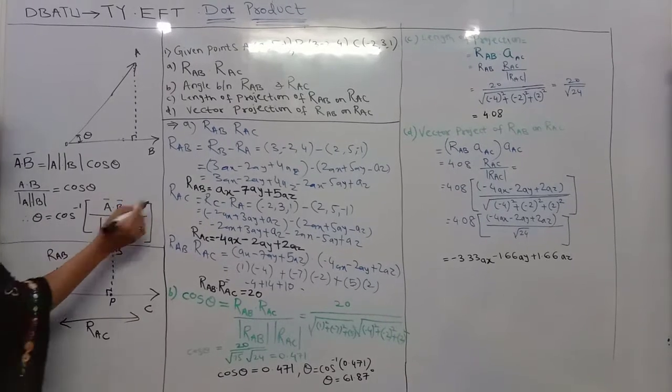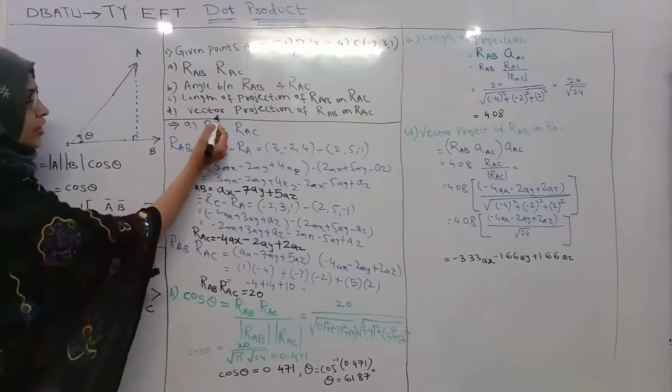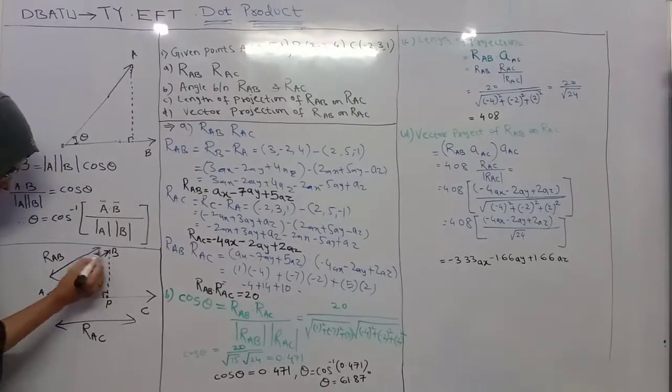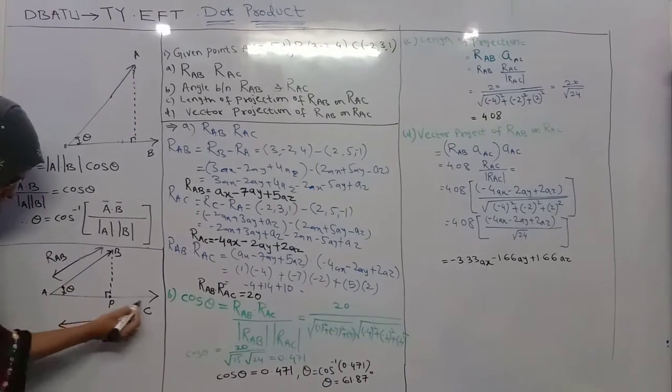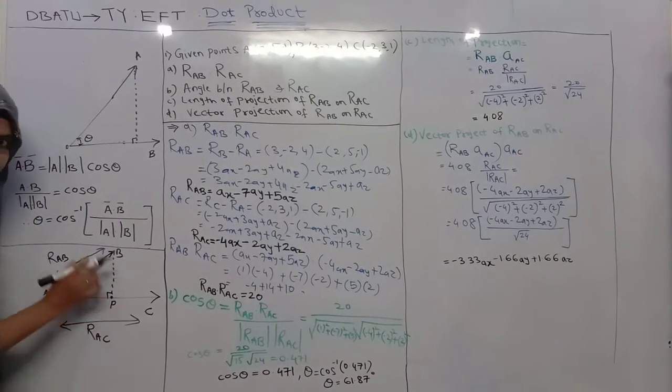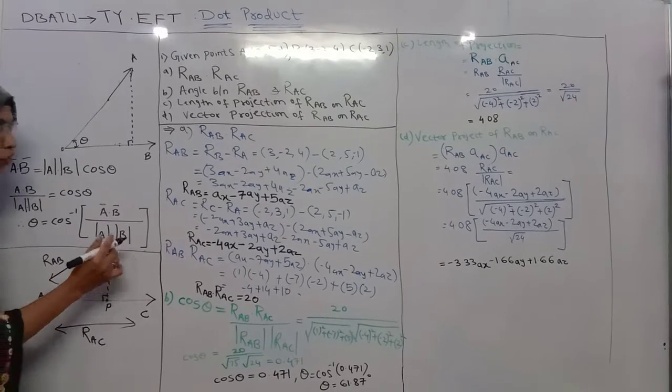Now, in the second case, vector projection. Vector projection means entirely this AB, the entire vector. Vector means again that equation dot the unit vector.